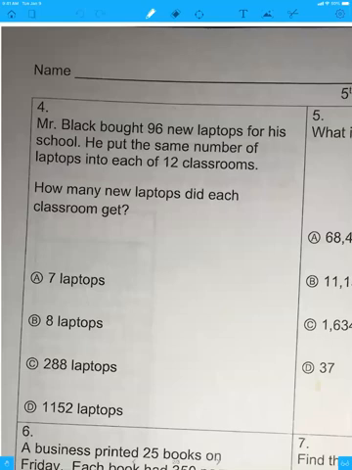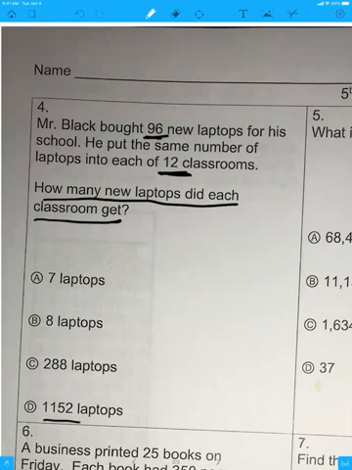This is another one, right? The only way you can really mess this up is if you don't read the words. Let's think about it. Mr. Black had how many laptops? 96. He puts the same number into his 12 classrooms. How many new laptops did each classroom get? He only got how many laptops total? 96, right?